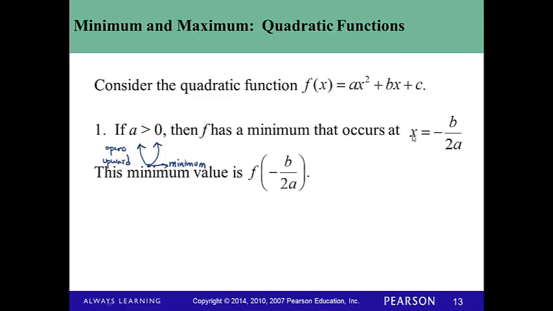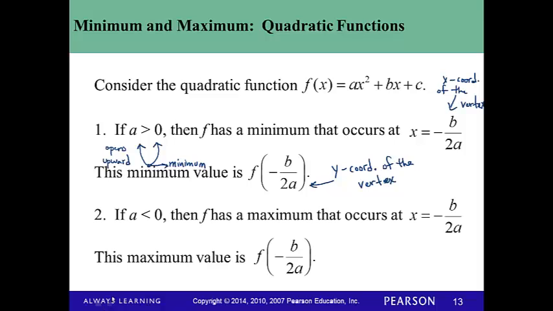And then it says it occurs at x equals negative b over 2a. Well, this is the x coordinate of the vertex. And the minimum value is found at f of this. Well, this is the y coordinate of the vertex. So these are all pieces that we know how to find already. We're just breaking it down further so we can understand the concepts.